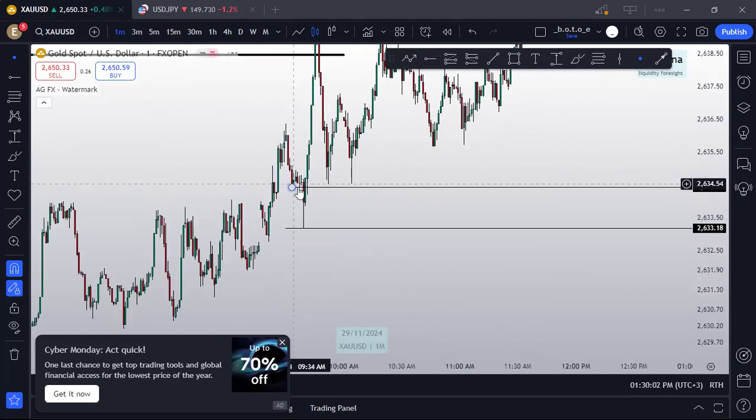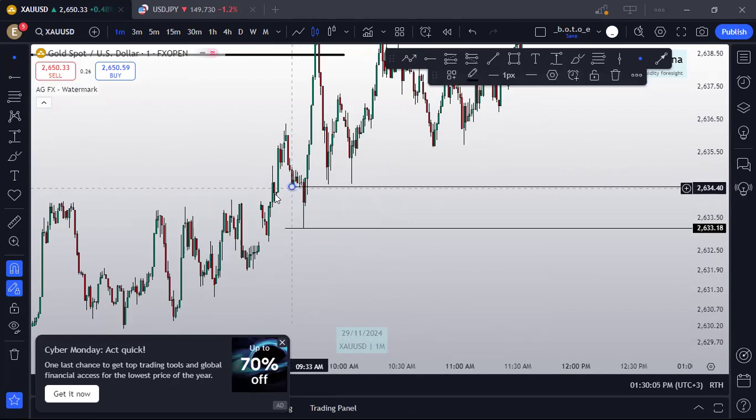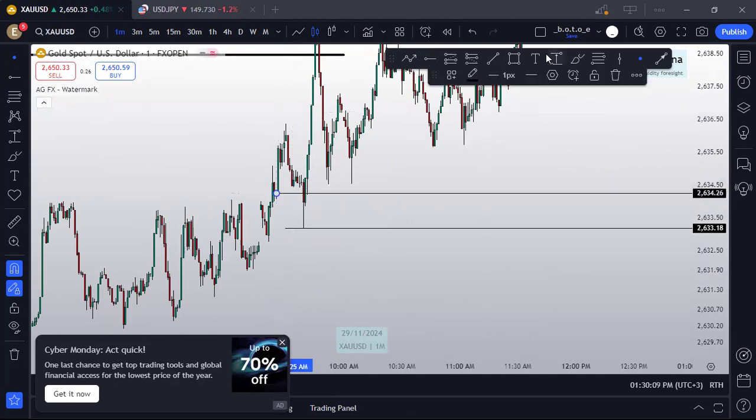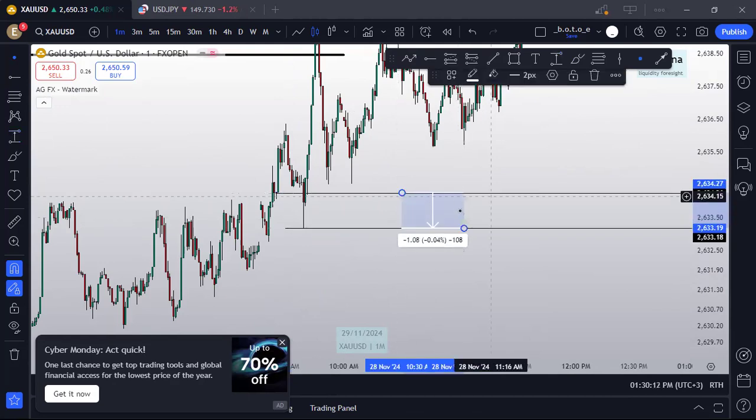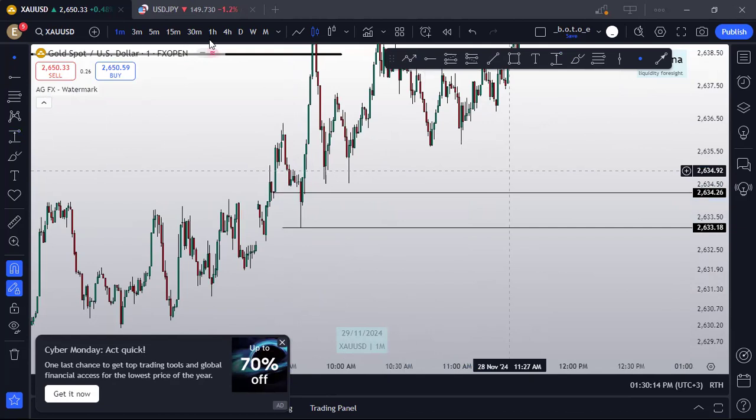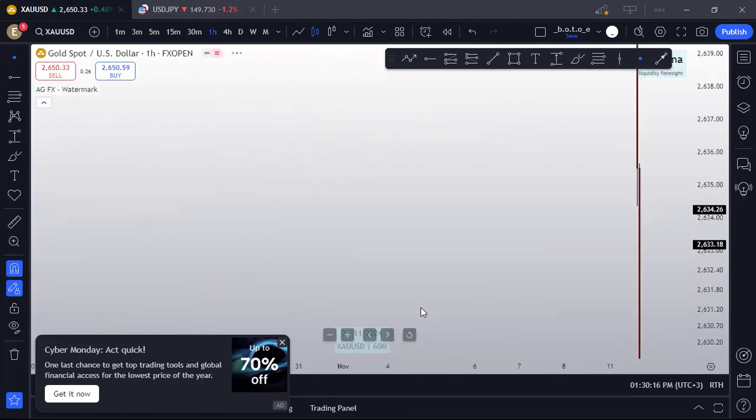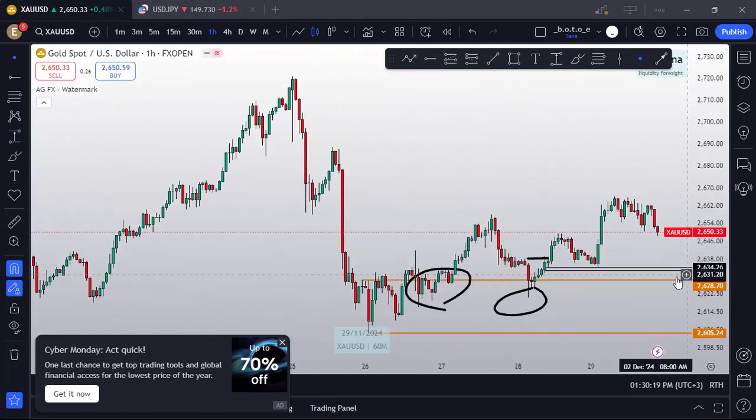So yeah, you would say that this unconsumed liquidity engineering at this level here could as well refine to this area here, that particular area of liquidity. And you'd say that could have reduced your risk to about 10 pips. So remember, we got this on 1 hour time frame, so you want to idealize where your next target is going to be.